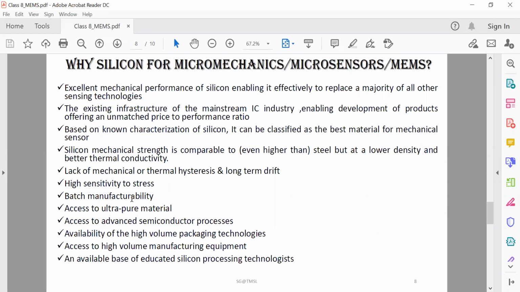And other than those points, a few other advantages in the case of silicon are access to ultra pure material. That means you can get very good quality, very pure silicon material because it is used in various sites, like I have said earlier, last day.